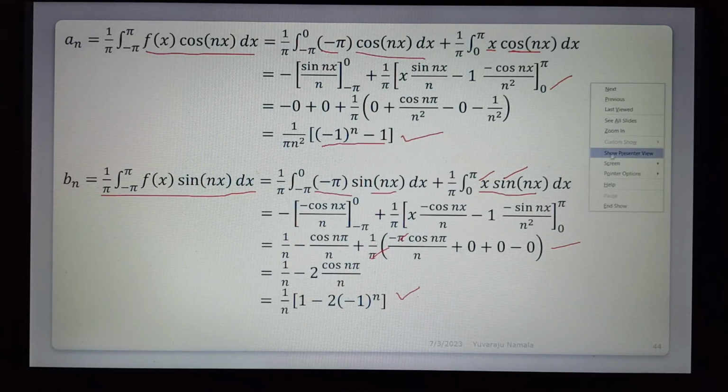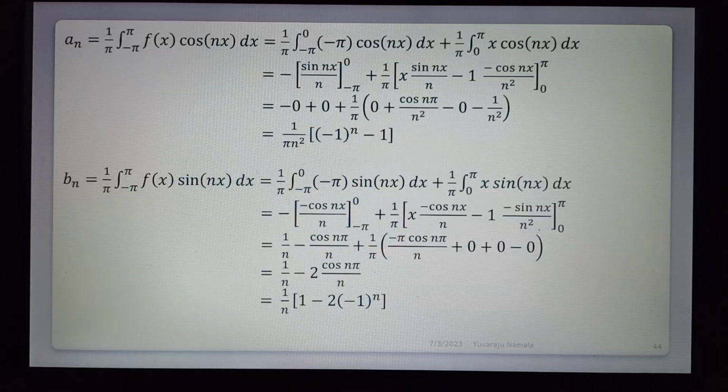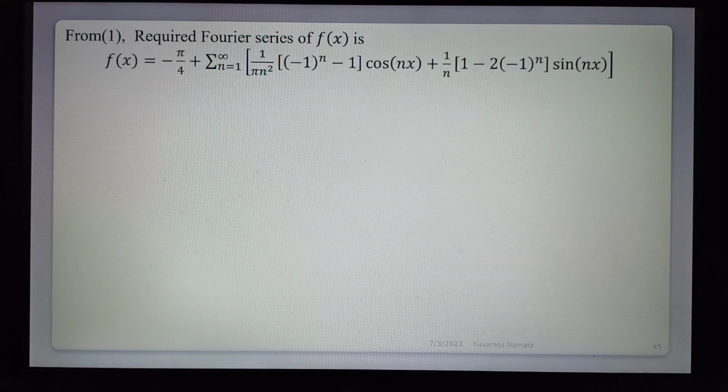Okay? Substituting a naught, an, bn in equation 1, that is the required Fourier series of the given function. So the required Fourier series f of x is equal to minus pi by 4 plus summation n is equal to 1 to infinity, this is the an value into cos nx plus this is the bn value into sin nx. So put x is equal to 0 for showing the given condition.